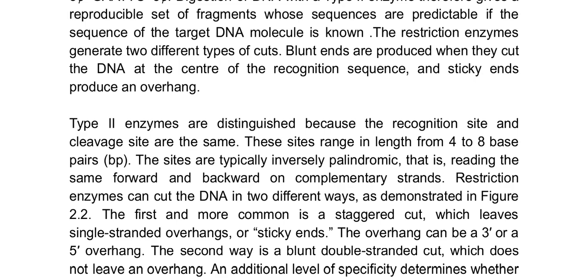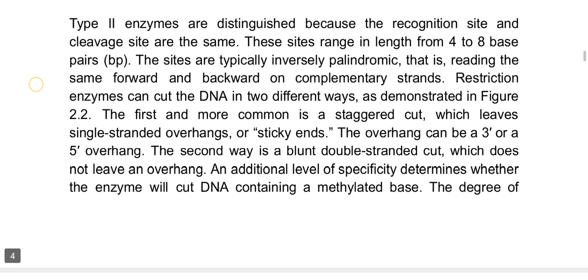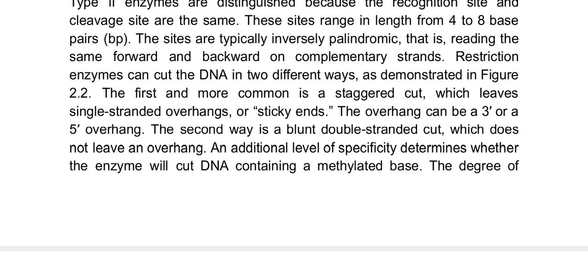These sites range in length from 4 to 8 base pairs. The sites are typically palindromic, that is, reading the same forward and backward on complementary strands. Restriction enzymes can cut the DNA in 2 different ways, as demonstrated later. The first and the most common is the staggered cut, which leaves single-stranded overhangs or sticky ends. The overhang can be a 3' or a 5' overhang. The second way is the blunt double-stranded cut, which does not leave an overhang.